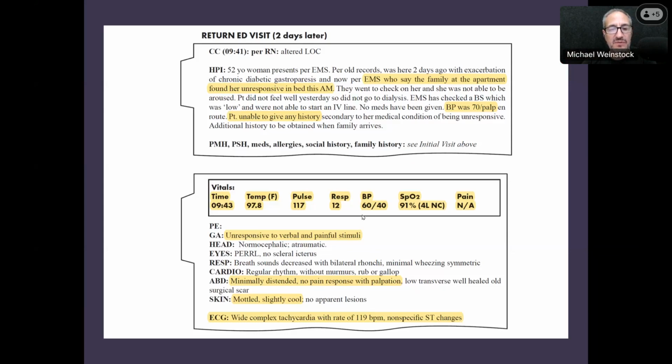And here we see her emergency department vital signs. So she's afebrile, heart rate 117, respirations 12. That's not good. Blood pressure is 60 over 40. Her sat on 4 liters is 91%. And this is a person who does not use home oxygen, and she's unresponsive to verbal or painful stimuli.